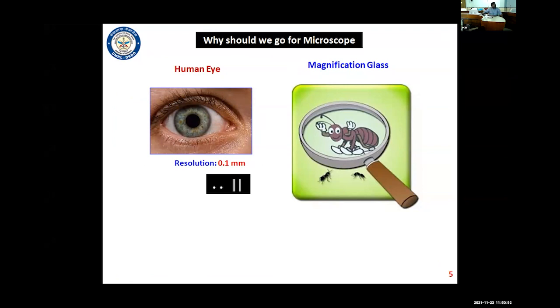So why should we go for a microscope? If you see the human eye, the resolution is only around 0.1 mm. What does that mean? Suppose the distance between two points, shown here as two lines, is more than or equal to 0.1 mm, then only the human eye can resolve these as two separate points or lines. If it is less than 0.1 mm, you can at least see using magnifying glasses, where you can get some kind of details. If you want to go to further finer details, I have to go to the microscope.